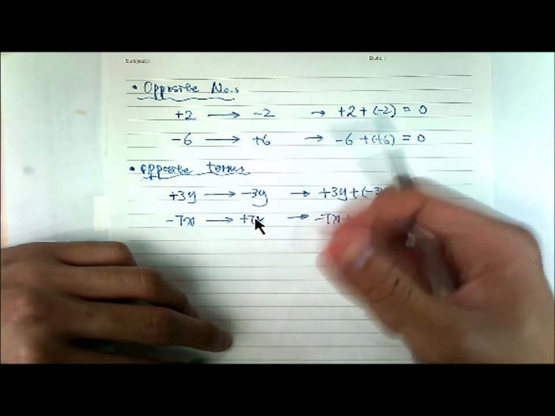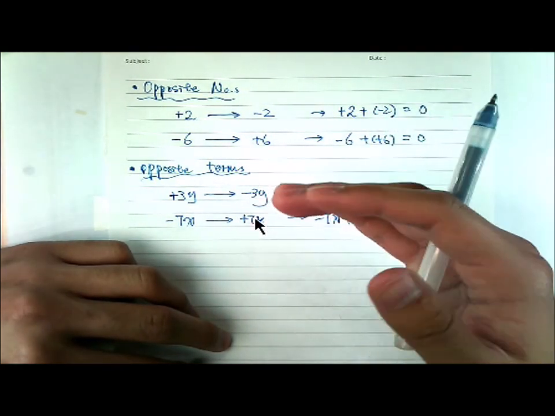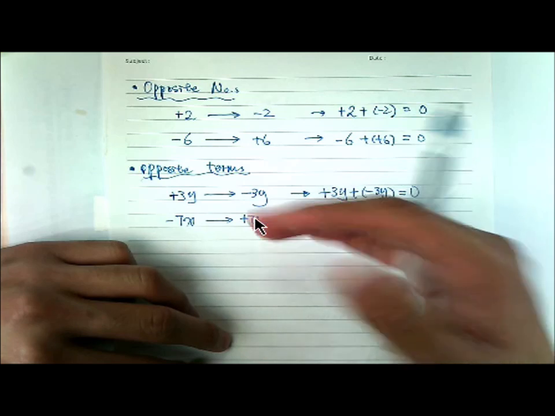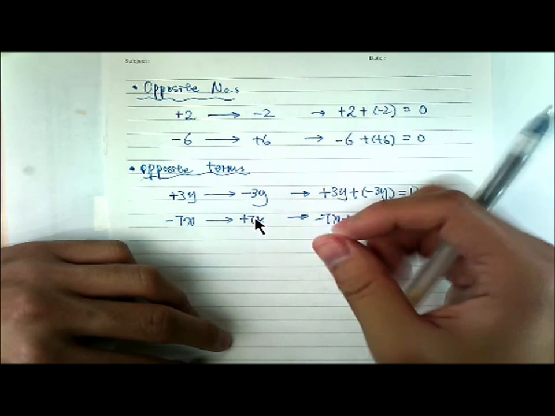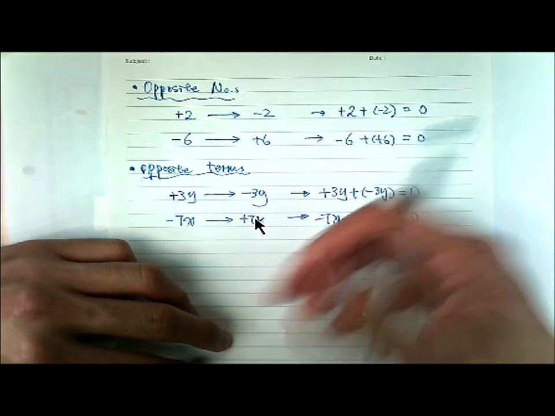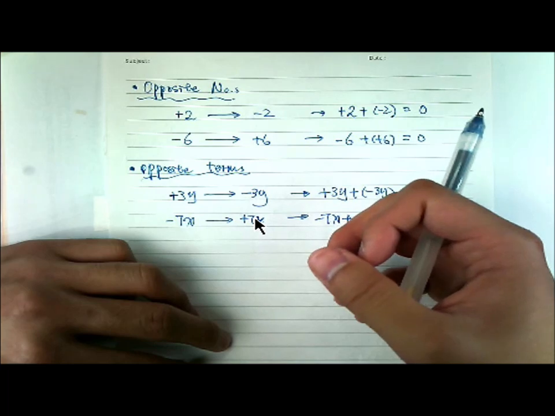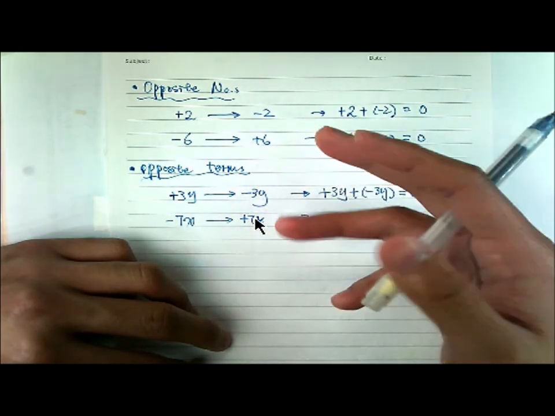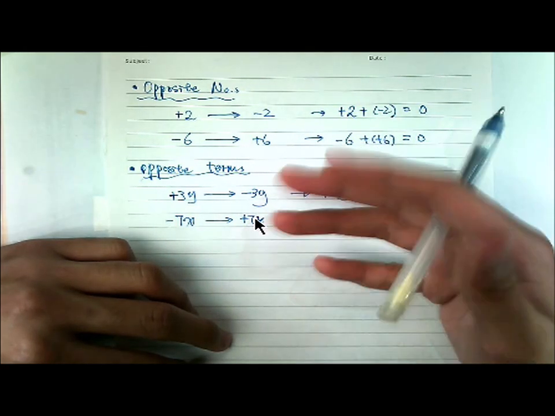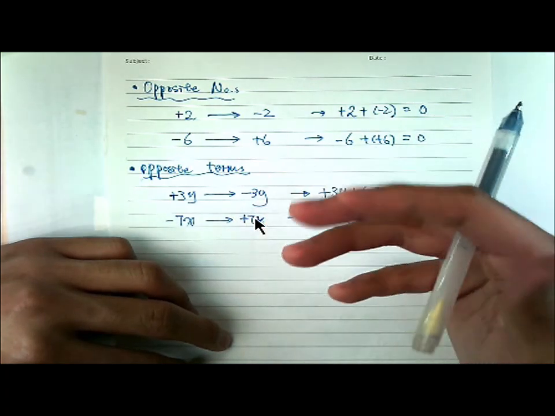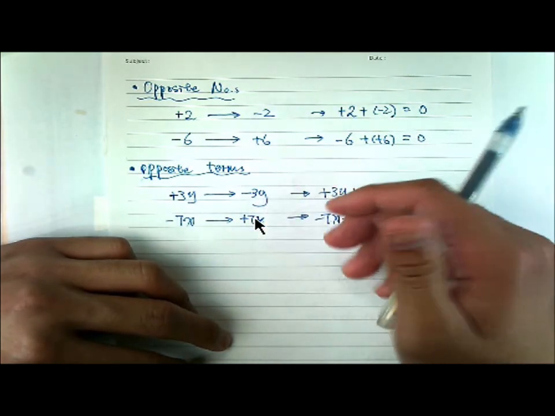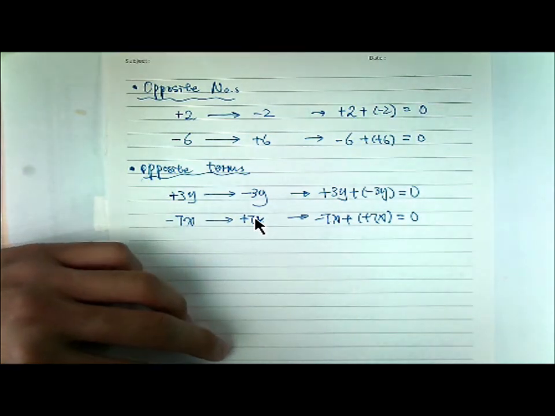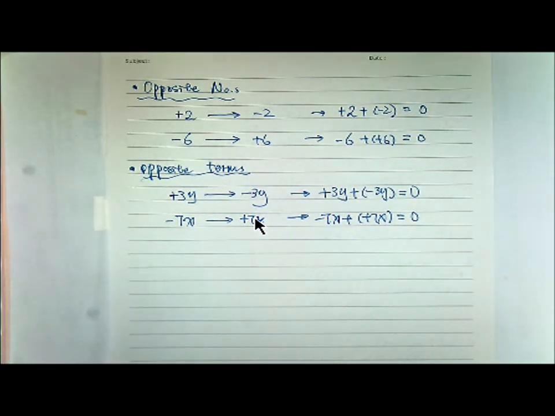Sometimes there are opposite terms in equations 1 and 2, and you can just do the adding directly, then you get 0. But sometimes there are no opposite terms in the equations, then you have to modify the equations to have some opposite terms. Then you can do the addition to get 0. So we are going to do some exercises so you can follow and learn how to do this.